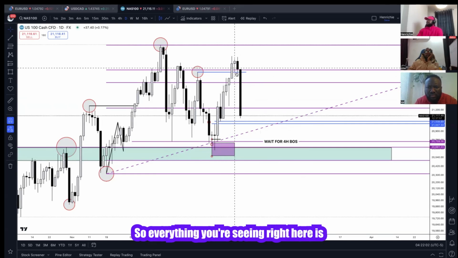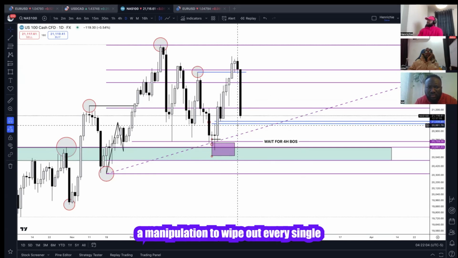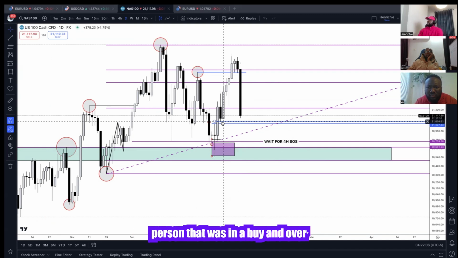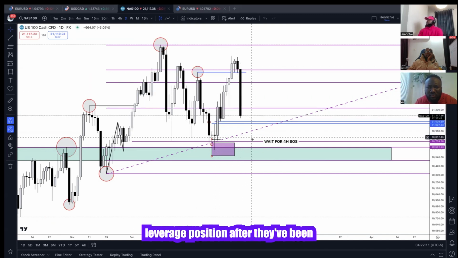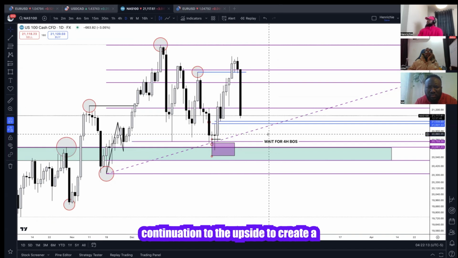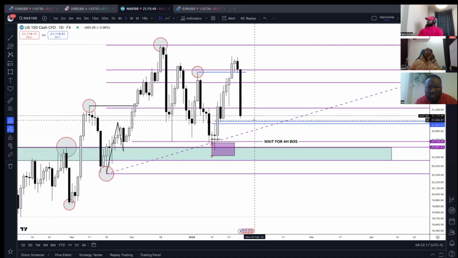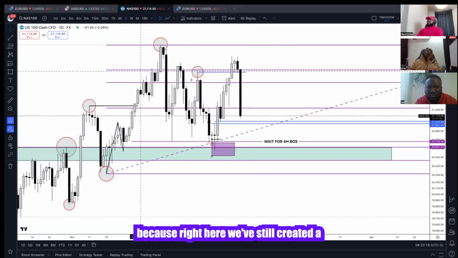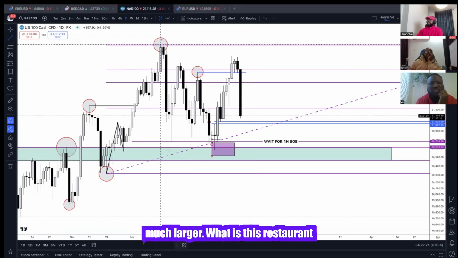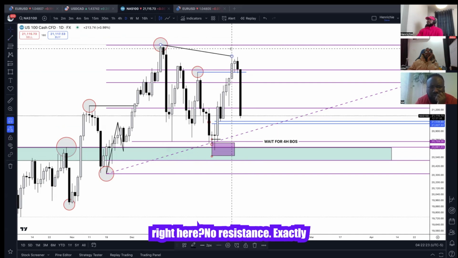So everything you're seeing right here is a manipulation to wipe out every single person that was in a buy and over-leveraged position. After they've been wiped out, the next thing I want to see is a continuation to the upside to create a new all-time high. Because right here, we've still created a much larger... What is this resting right here? Low resistance. Exactly, low resistance.